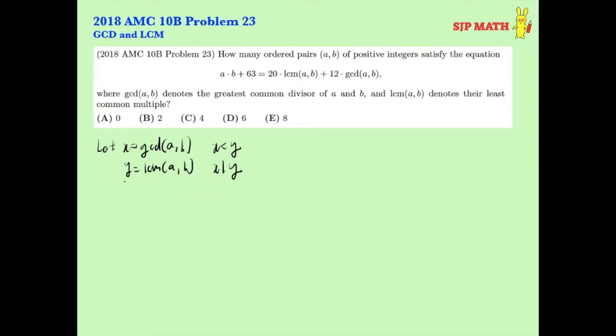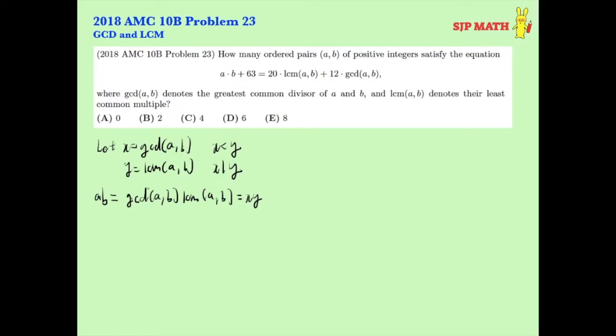And how can a times b be represented? Well, if we look at the previous video in the number theory playlist, we can see that the product of any two numbers is equal to the product of their GCD and their LCM. It's a pretty interesting relationship. And we've represented each of these as variables, so we can just put it as x times y.